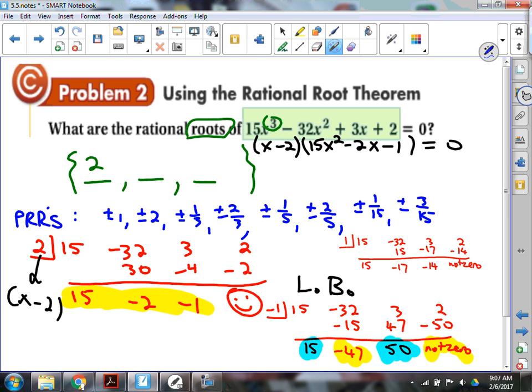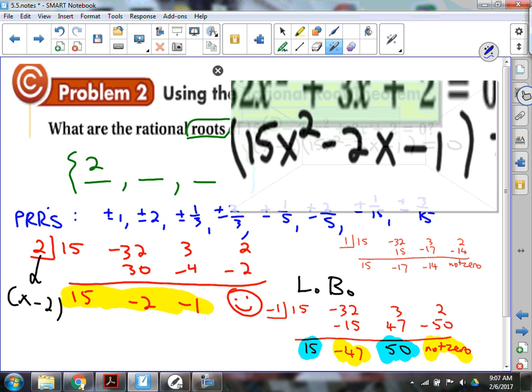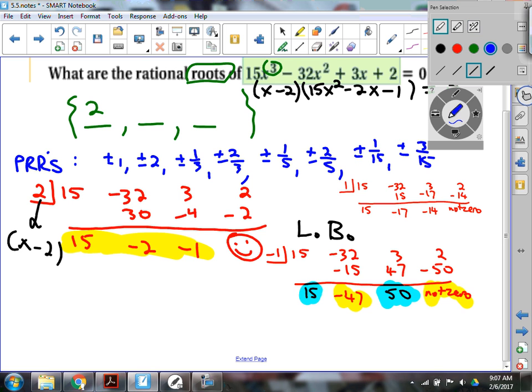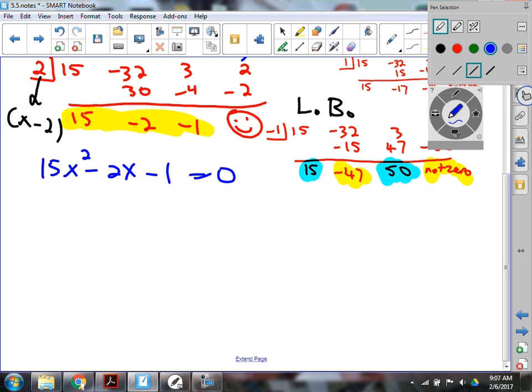So we only got one out of that. But there is good news in all this. The good news comes from the fact that now what's left is a quadratic. And guess what we spent all of chapter 4 learning how to do? Quadratics. So we're going to have to use all of our chapter 4 recollection, knowledge, powers, skills to solve this. 15x squared minus 2x minus 1 equals 0. Could we factor that? I'll bet we could.